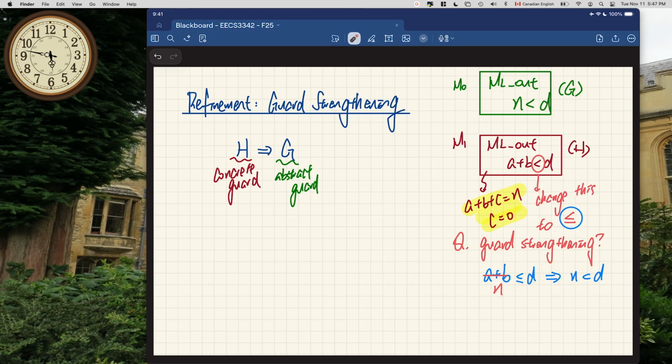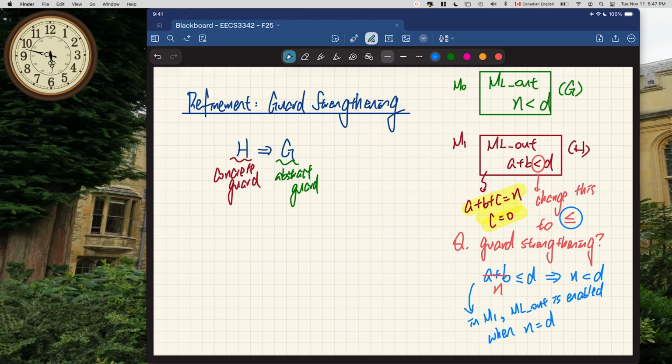So what does that mean? Let's go a little bit further. This is not valid, but why? What it really implies to us is that some new behavior is introduced at a refined level, which is not acceptable. This is saying that in the concrete model, in M1, ML out is enabled when N is exactly equal to D, meaning that when the number of cars on the island compound bridge has already reached the maximum, we still allow one more car to come in. That's going to violate the cap size. But in the concrete one, this is still allowed because we say less than or equal to D, so it's still enabled.